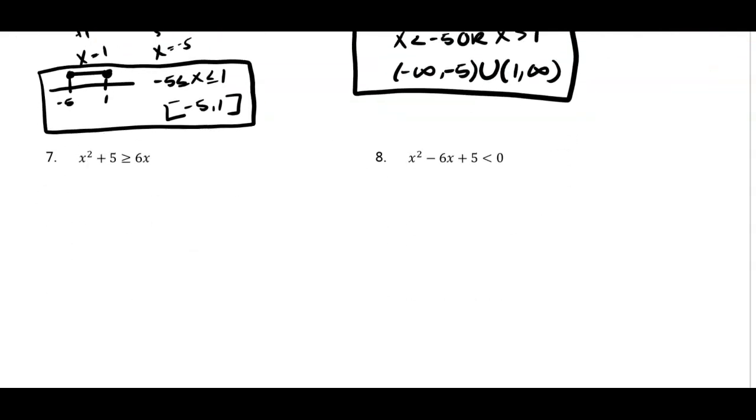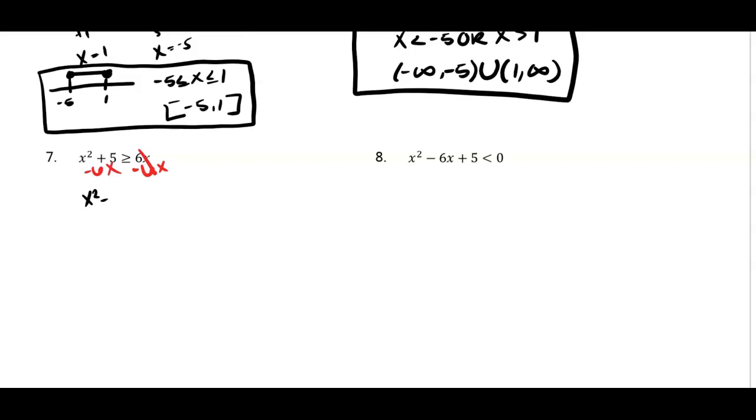Number 7 and 8. So for number 7, we're going to start similarly. We're going to say, okay, well, I want to subtract 6x from both sides. Now, number 7 is very interesting because it's important, and I see it to be where a lot of students make mistakes. So I'm going to put x squared.